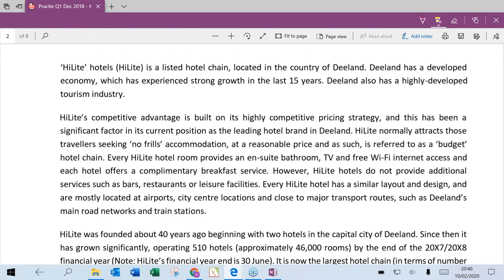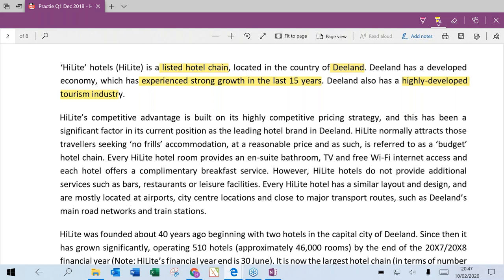Highlight Hotels. Highlight is a listed hotel chain located in the country of D-Land. D-Land has a developed economy which has experienced strong growth in the last 15 years. D-Land also has a highly developed tourism industry. Please digest what it says. All positive information, right? So we are a listed hotel chain. I would like to imagine that I am the CEO of a hotel chain. So imagine what a hotel looks like. A chain of hotels. So I might have lots of hotels and it's listed.